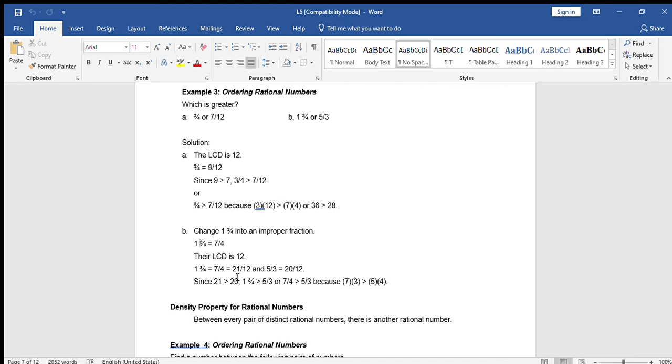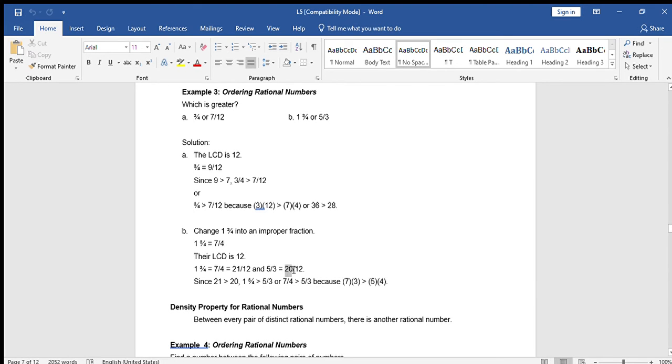What number can we use to divide both 21 and 12? 4? 21 divided by 4 cannot be. 3. Okay. If we divide the numerator by 3, 21 divided by 3, that's 7. And 12 divided by 3, that's 4. So that's why 7/4 is equal to 21/12. And 5/3 is equal to 20/12.